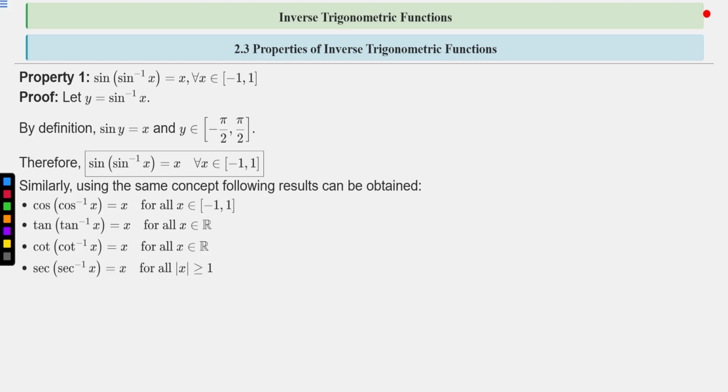Sec of sec inverse x is equal to x for all mod x greater than or equal to 1, right? That is for all x from 1 to infinity and for x from minus infinity to -1, right? Cosec of cosec inverse x is equal to x for all mod x greater than or equal to 1. Clear? So all these properties you have to remember. Also you have to remember in which domain this property works, right?